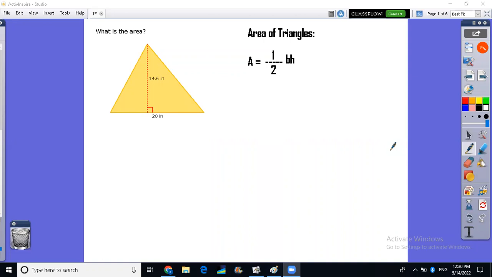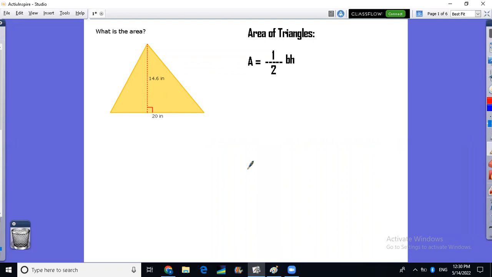And in today's video, we're going to talk about how to find the area of triangles and trapezoids, but mostly about those questions that include decimals and fractions. All right, so the first question that we have over here is a triangle that has a height of 14.6 inches and a base of 20 inches.